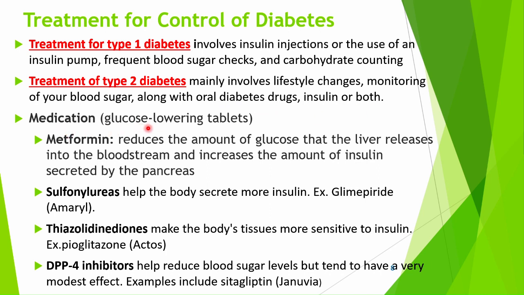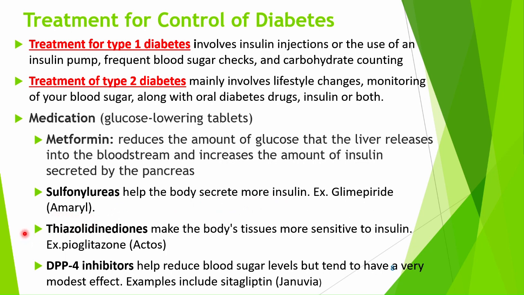The medications used for lowering blood glucose, first of all, is metformin, which is very important. It reduces the amount of glucose that the liver releases into the bloodstream and increases the amount of insulin secreted by the pancreas. The doctor should prescribe this medication, as it requires a prescription. The second type is sulfonylurea. It helps the pancreas secrete more insulin, for example glimepiride, and the brand name is Amaryl.